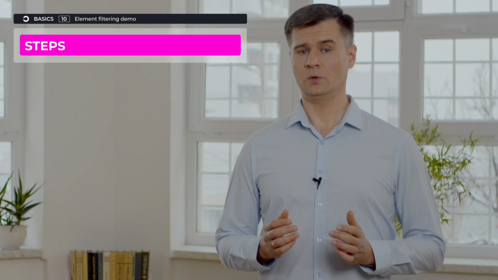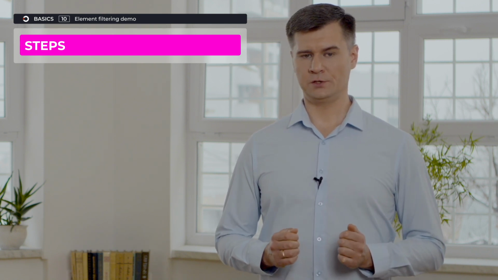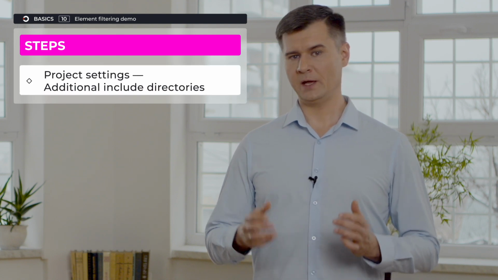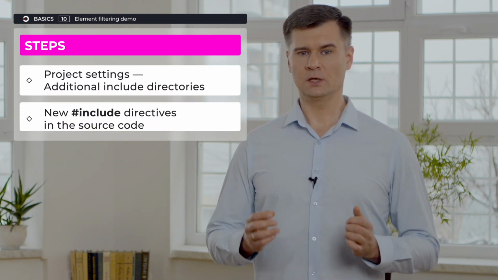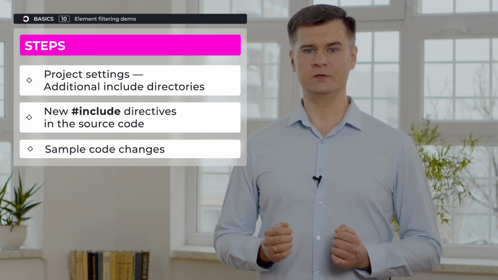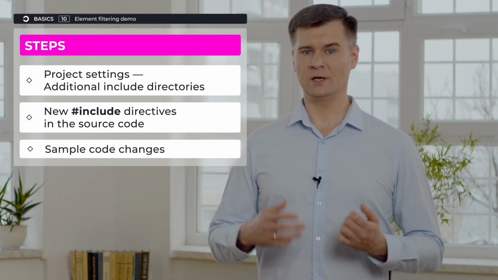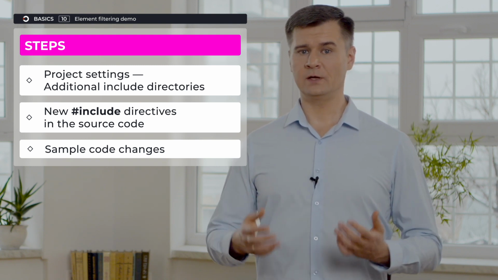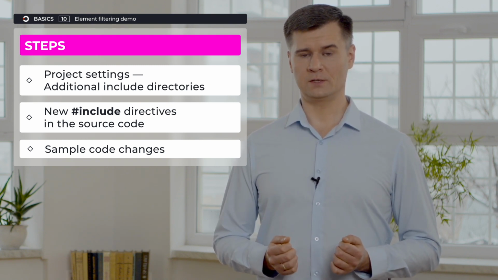For today's demo, we will take our first dumper demo as the base. But in this demo, we will make the following changes. First of all, we will change the project settings. That will be additional include directories. Next, we will need to append additional include directives to be able to use the necessary additional elements. And next, we will modify the very source code of the example.